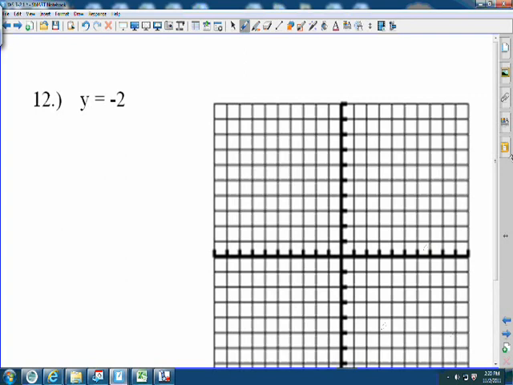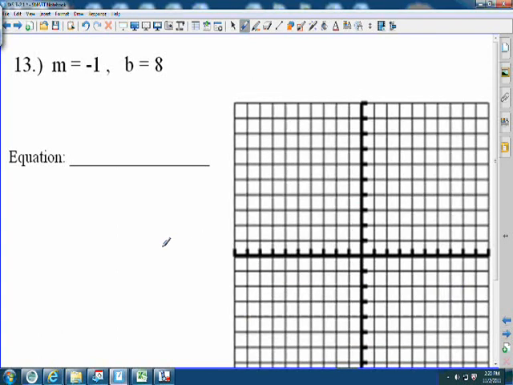How about try this one again? Y equals negative 2. On the y-axis, I'll go down here to negative 2, and I will make a horizontal line. That's all you do. And you can put this in the calculator, press graph, and make sure you graphed it correctly.